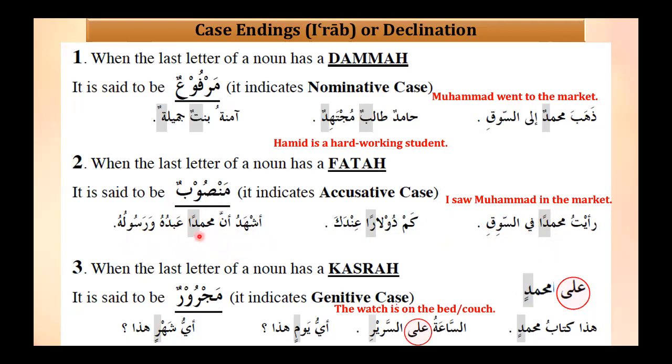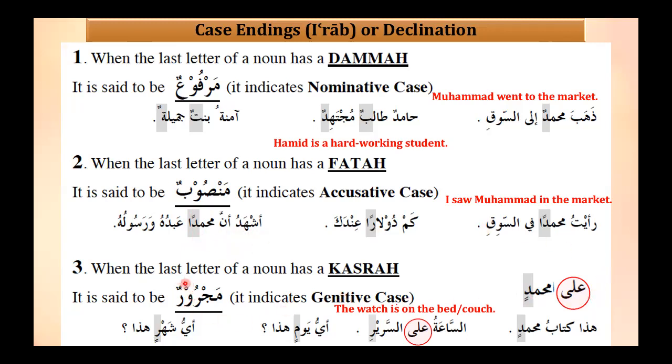So basically here you are the subject, right? But you are bearing witness that he is the servant of Allah. So here Muhammadan is the object, okay? So that's why it's Muhammadan and not Muhammadun. If someone were to say Muhammadun, it would be incorrect.